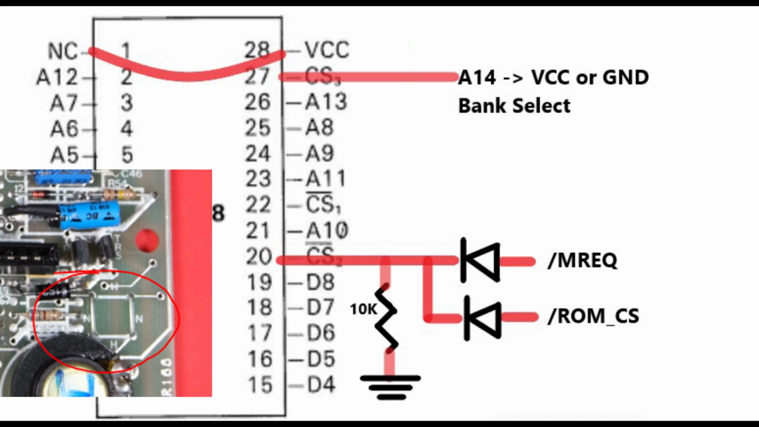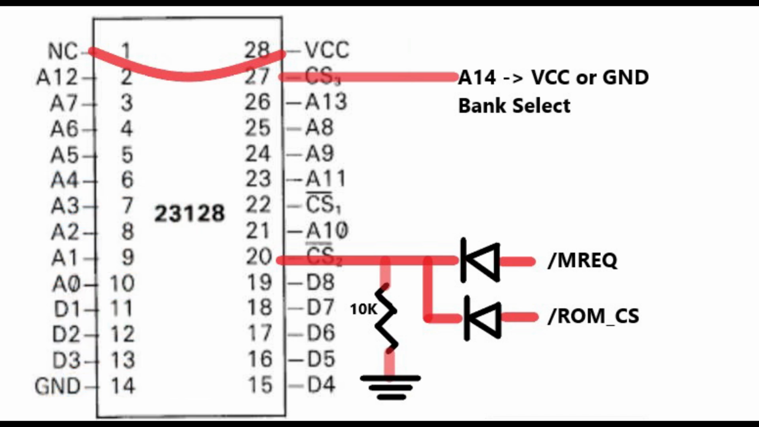So what we're going to do is follow the recommendations from Retrolium. I'll put the link in the description, and we're going to feed MREC and ROMCS to pin 20 with an OR gate. As you can see, we're using two diodes and a 10K resistor. And when we do this, we'll be able to use the EEPROM chips with the various diagnostic ROM images on to hopefully find this memory problem, this elusive problem.